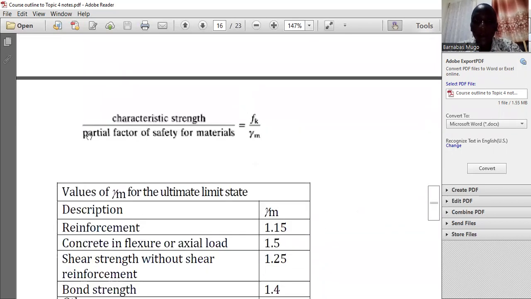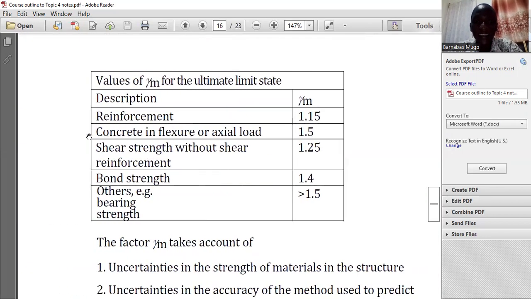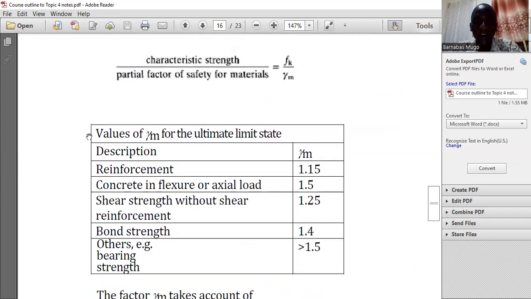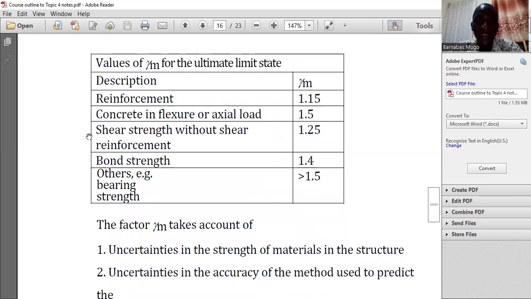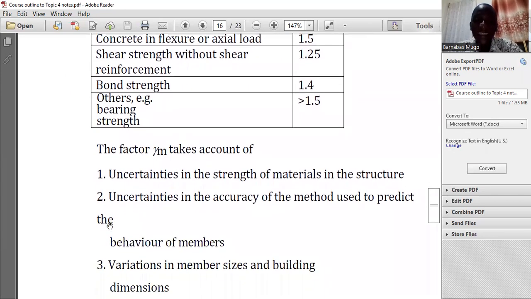So we are going to take the characteristic strength of concrete and divide by the partial factor of safety. That is the one that is going to give us these parameters for the ultimate limit state design. We are going to see it in detail. This is the factor of safety that we need to take into account.